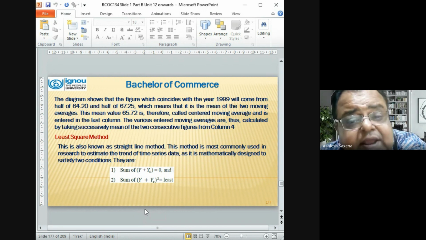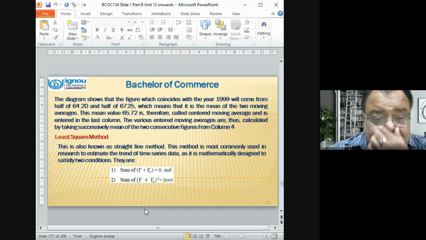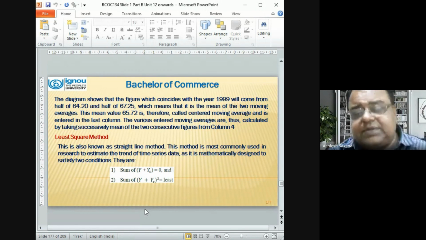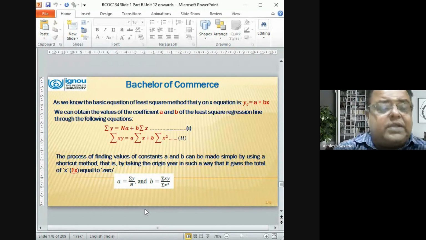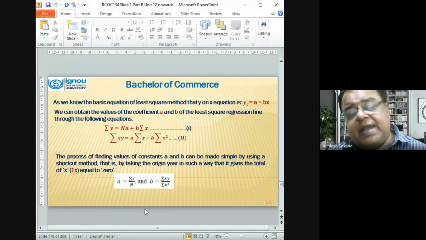It is mathematically designed to satisfy two conditions. Again, two conditions are there: the sum of (y minus yc) is equal to 0, and the sum of (y minus yc) whole square is least. As we know, these two equations, which we have used in regression analysis: summation y is equal to na plus b times summation x, and the second equation is summation xy is equal to a times summation x plus b times summation x square.